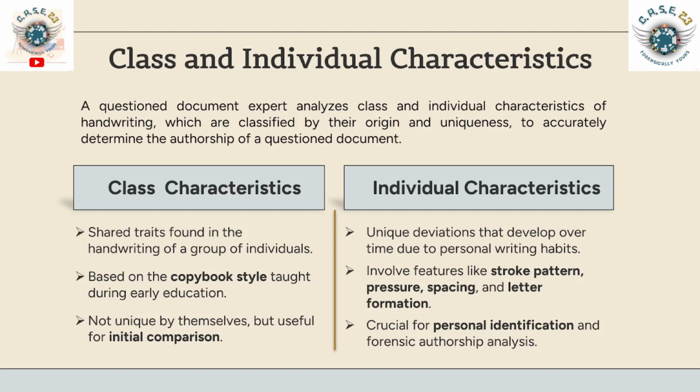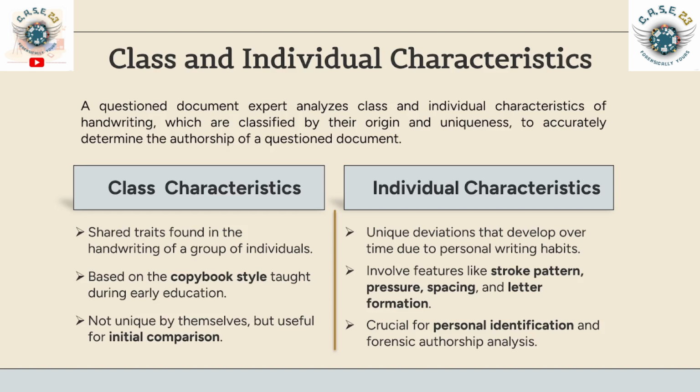Now moving on to the next characteristics, that is individual characteristics. These are the unique deviations that slowly creep into your handwriting over time, based on your personality, habits, mood, and how fast you're writing. So individual characteristics include things like your stroke pattern, like is it smooth or shaky, the pressure you apply while writing. The other is your spacing between letters and words. Is it tight or wide? And even how you form certain letters, like make a round A or a pointy one. Now these are the quirks that make your handwriting completely your own.